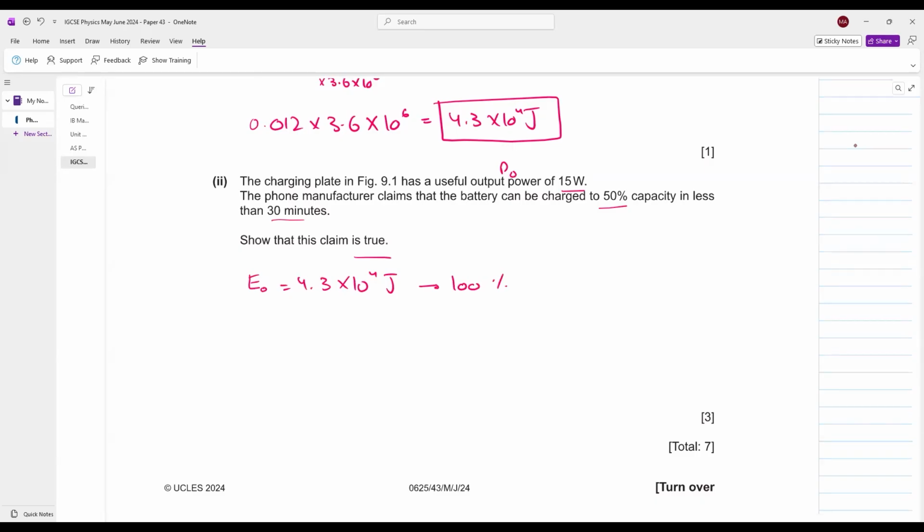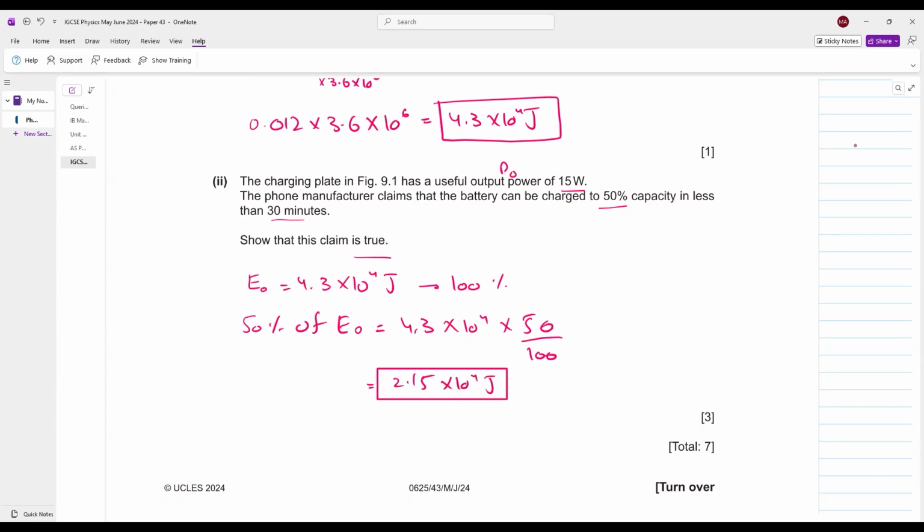If I want to calculate 50% of E naught, the energy output, how will I do that? 4.3 × 10^4 into 50 divided by 100. What will 50% of the energy output be? 2.15 × 10^4 joules is your energy output. Simple as that. Do you have the power output? Yes, 15. Let's calculate the time.